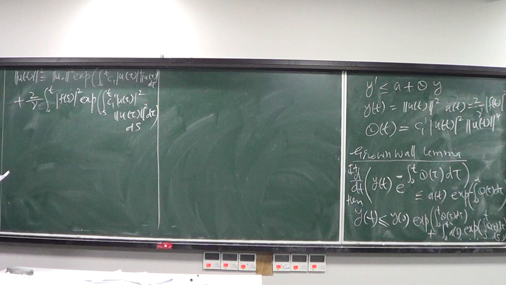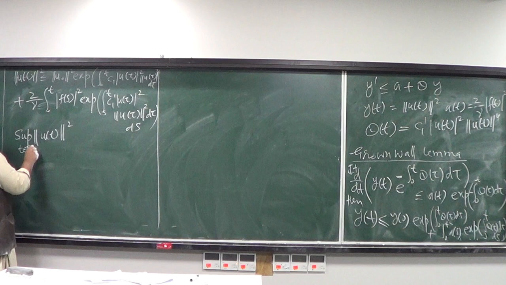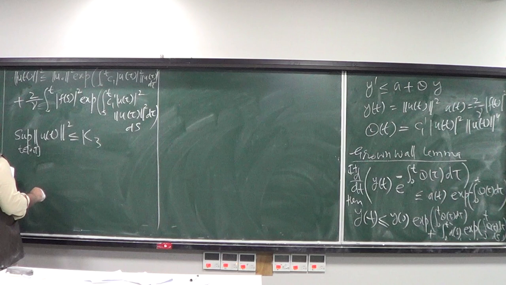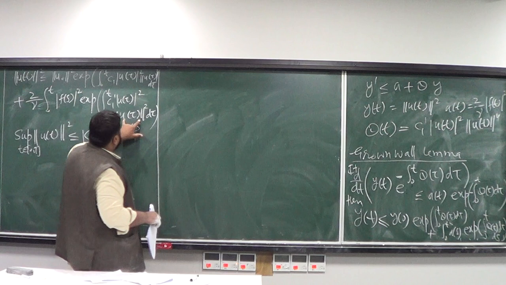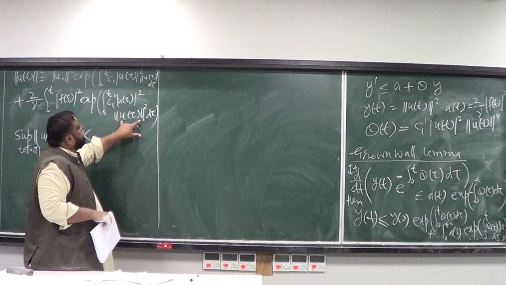So I can say that the supremum of the norm of u of t squared, where t sits between 0 and t, can be estimated by a constant, k3, where k3 is what? By the way, you also have to keep in view that for this u of tau squared between s and t, or between 0 and t, we have an estimate k1. Yes, for this I have k1.